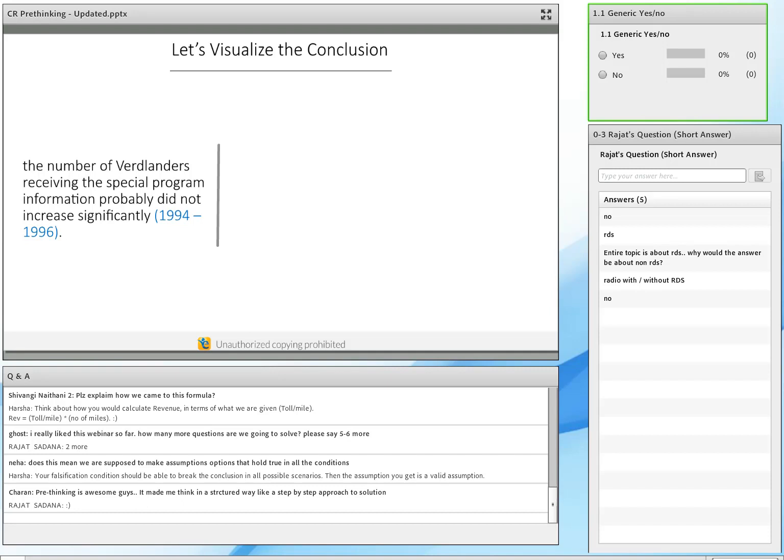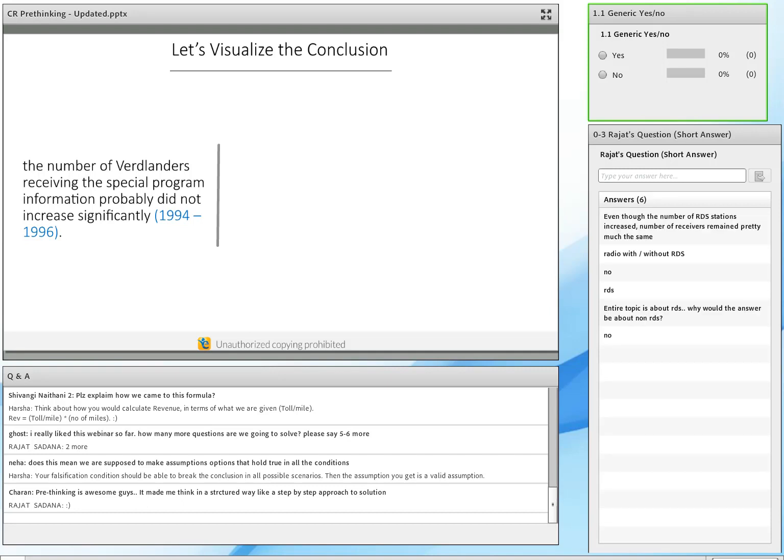if in 1994 I had 1,000 people who could receive special programming, now in 1996, so this is 1994, and you can see it's an old official question. Why? Because you're talking about radios here, not cell phones. But you could probably make another question, the same question with the context of cell phones. In 1996, you also will have about 1,000 people that can receive special programming.